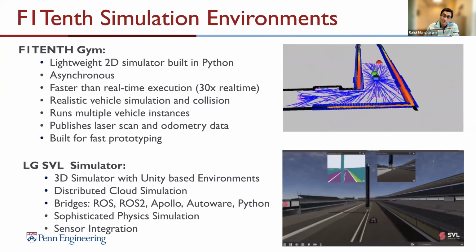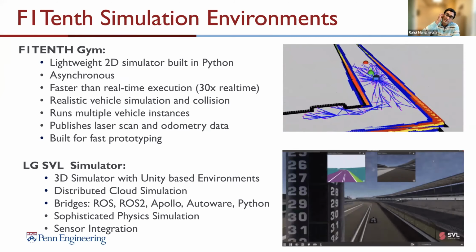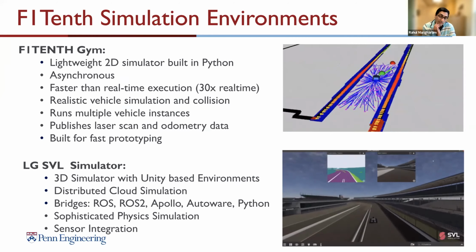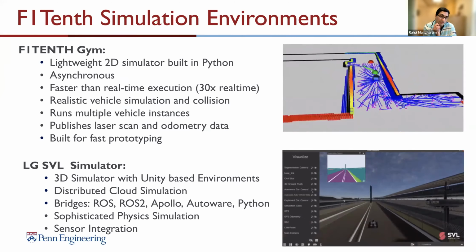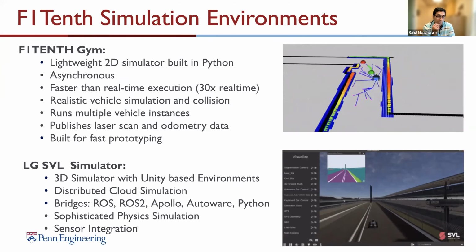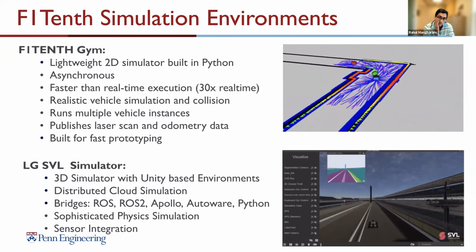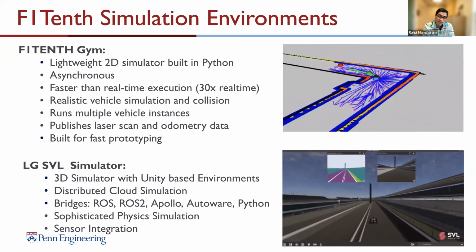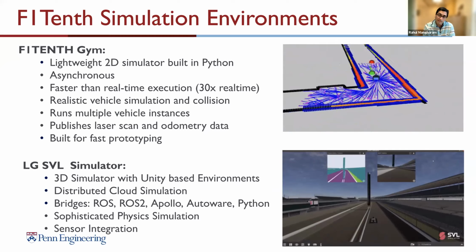You will start using the F1TENTH simulator from the next lab. The snapshot on the top right is the previous version of our simulator. But now this one runs as the F1TENTH gym simulator. It's a very scalable simulator. You can have multiple vehicles in it, and it captures vehicle collision and basic vehicle dynamics, and publishes laser scan and odometry. It's basically built for fast prototyping. What you run in the simulator, the same code directly runs in the car, right? So the code doesn't know the difference between the car and the simulator.